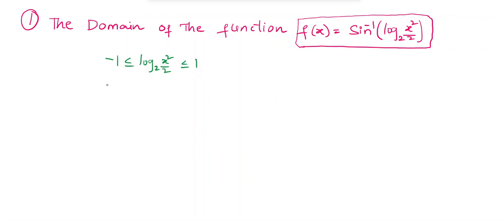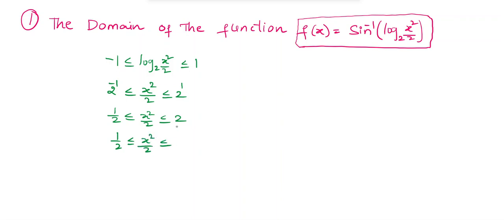So, cancelling the logarithm, this is written as 2 to the power of minus 1 less than or equal to x square by 2 less than or equal to 2 to the power of 1. 2 power minus 1 is 1 by 2, so 1 by 2 less than or equal to x square by 2 less than or equal to 2, which is written as 4 by 2. The 2s cancel in all, that is 1 less than or equal to x square less than or equal to 4. Now we find the value of x.